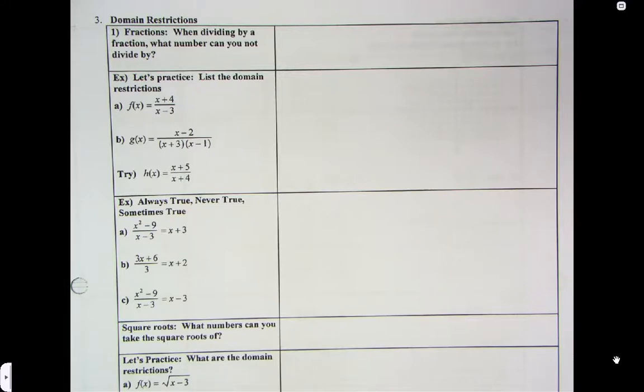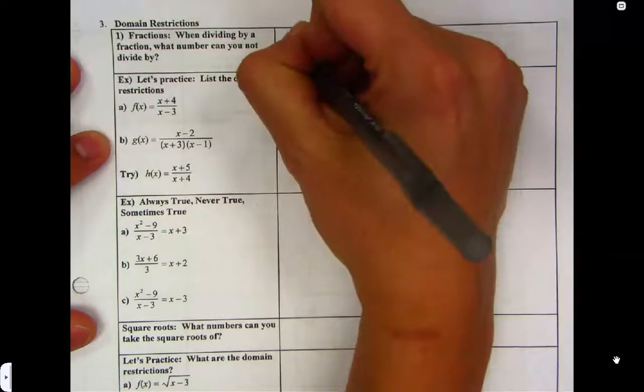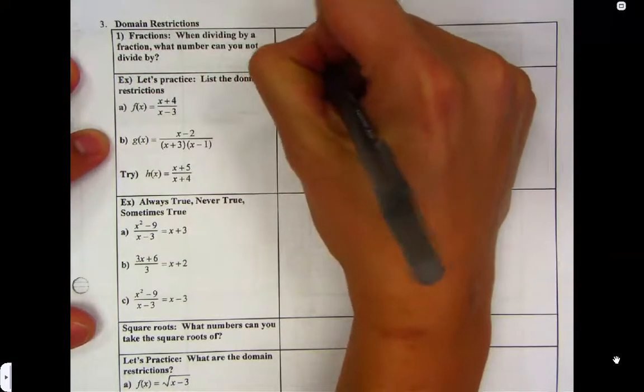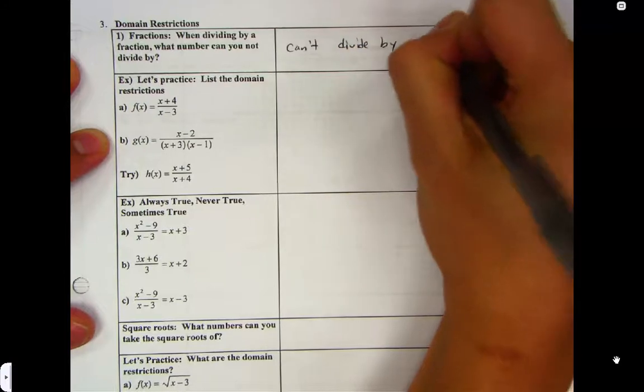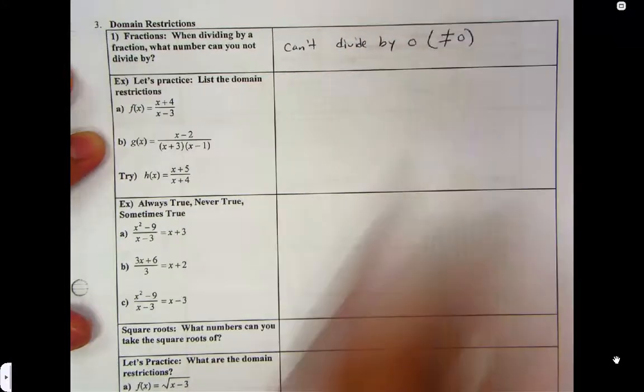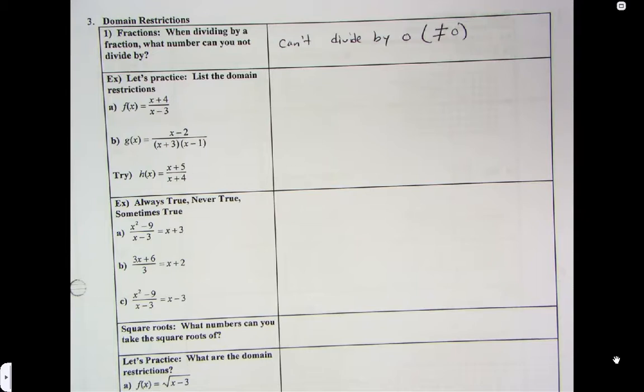Notes 7.5 Domain restrictions. When dividing by a fraction, what number can you not divide by? You can't divide by 0. Okay, so let's practice. List the domain restrictions for the functions below.